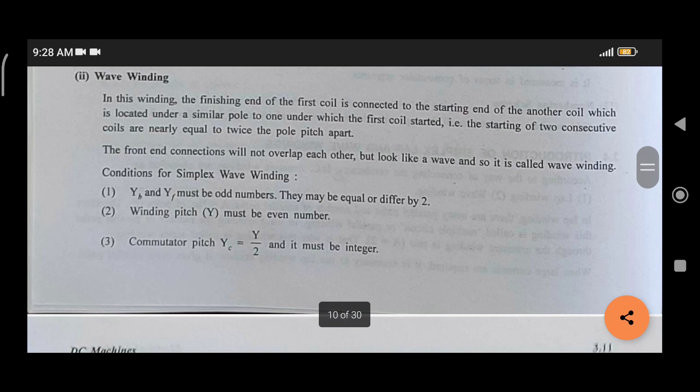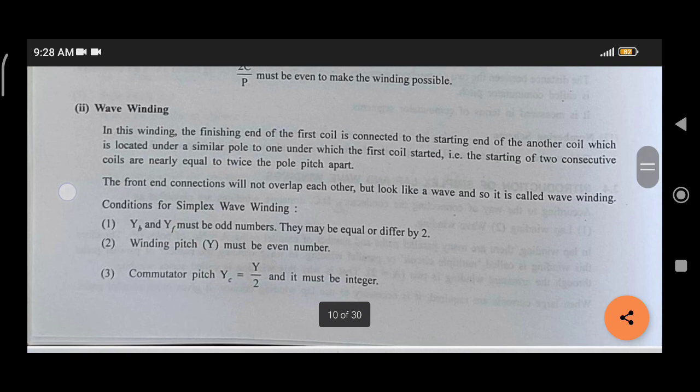In the wave winding, the finishing end of the first coil is connected to the starting end of another coil, which is located under a similar pole. Suppose we have two coils, and the finishing end of the first coil is connected to the starting end of the other coil. In lap winding, the starting end and finishing end are connected to adjacent commutator segments. Okay, so this is the difference.